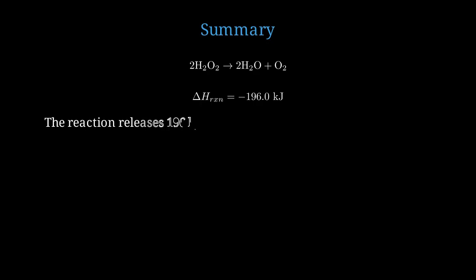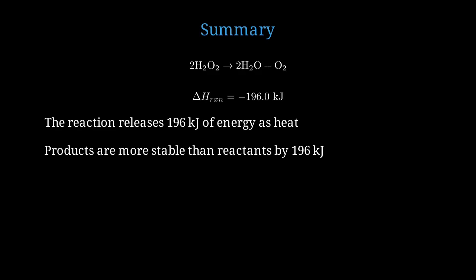Let's summarize our calculation of enthalpy change for hydrogen peroxide decomposition. For the decomposition of 2 moles of hydrogen peroxide into water and oxygen, the enthalpy change is negative 196.0 kilojoules. This means the reaction releases 196 kilojoules of energy as heat to the surroundings. The products are more stable than the reactants by 196 kilojoules, which drives the reaction forward spontaneously.